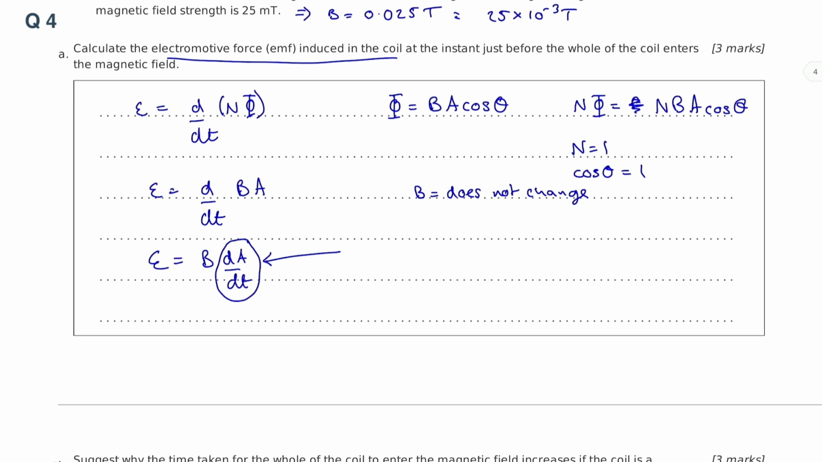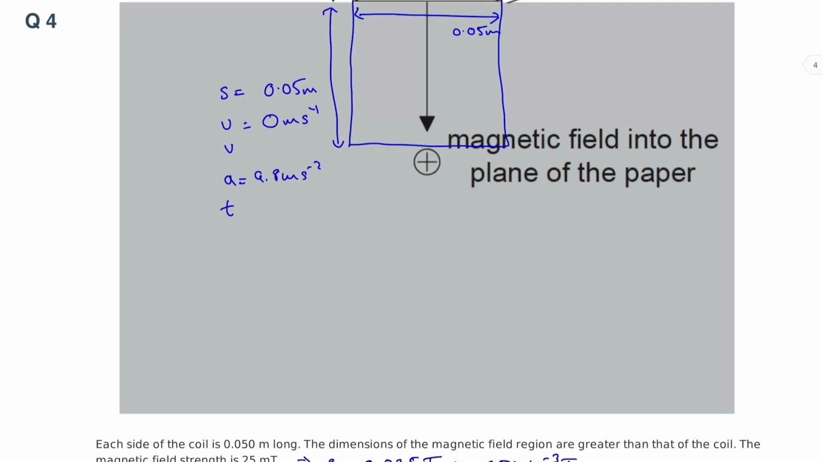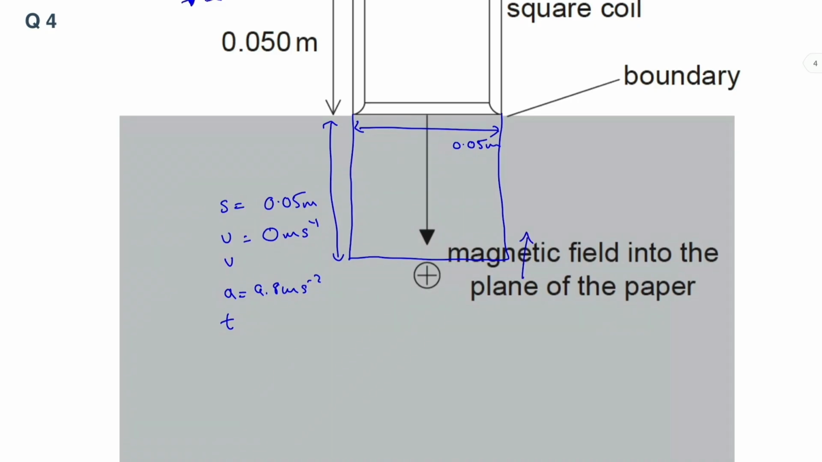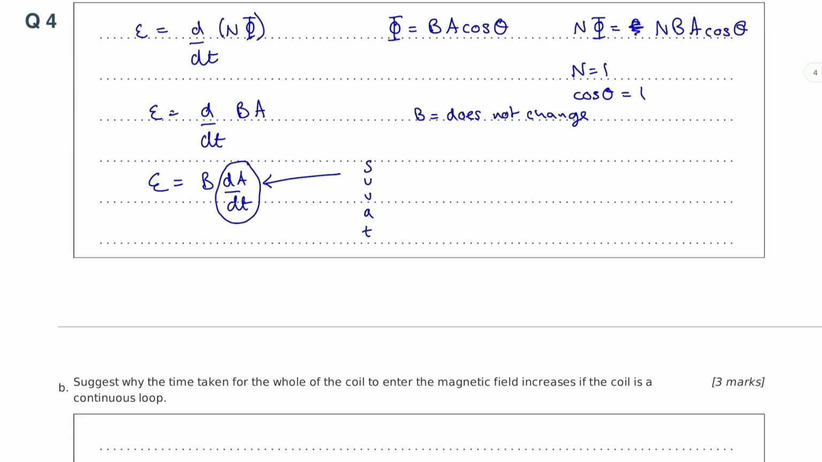What we want to do is find the speed of the coil at the instant that we're talking about. So we're going to use SUVAT to find that out. By doing so, we'll find the rate of change of distance at this point, and then we'll multiply it by this value here to find the rate of change of area. So we're working on that point there.